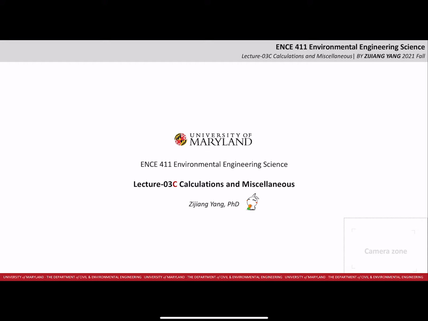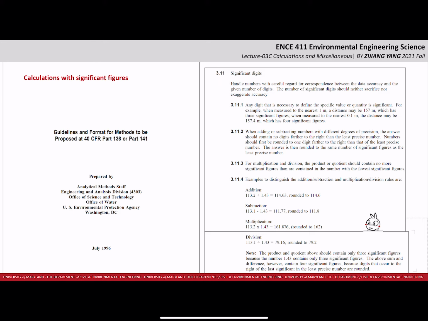Hello guys. So I guess we can get started. Today I'm going to go through some of the calculations that were frequently asked by the previous students, and also some of the miscellaneous. Did I read it correctly? Miscellaneous. Okay. So first, I would like to talk about the calculation about the significant figures.